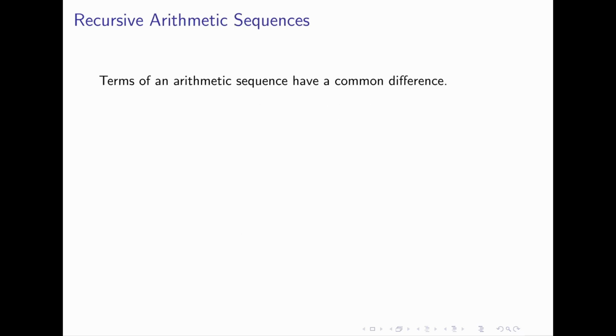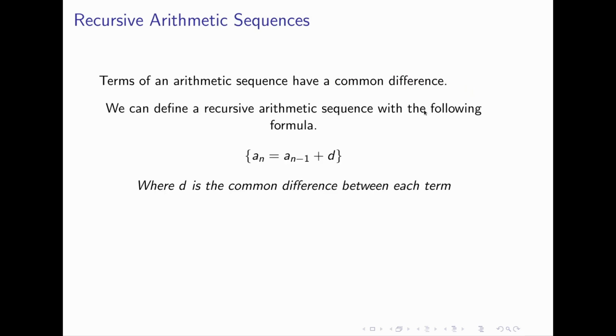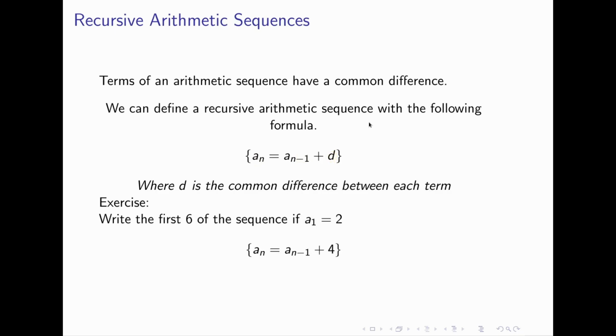So, recursive arithmetic sequences. The terms of an arithmetic sequence have a common difference. That means between each term, we're adding or subtracting a constant amount. So our basic sequence rule for recursive is exactly like it was on the previous page. We have our new term, the previous term, and plus some constant d, where d is that common difference we just talked about. So for an exercise in this section, try to do the first 6 terms of this sequence.